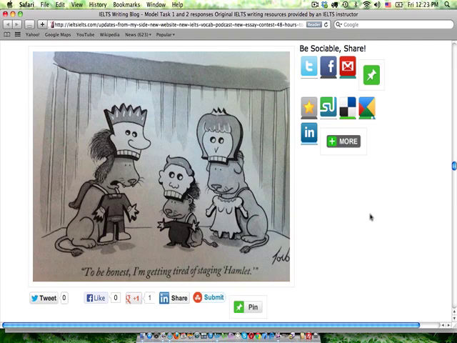Now, as part of the post, I shared this New Yorker cartoon that had me stumped. I can't seem to deduce what the humor is here. So here we have 3 lions, and they're performing Hamlet. The caption says, "To be honest, I'm getting tired of staging Hamlet."